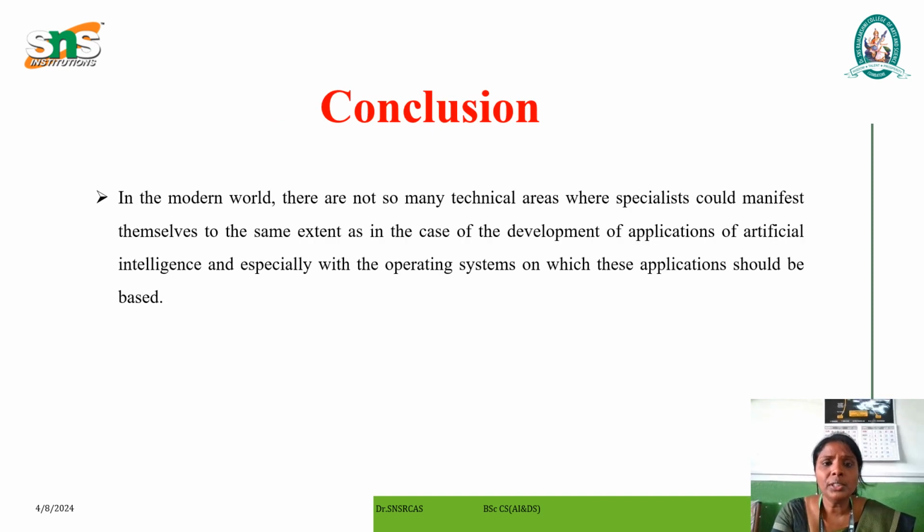So the conclusion: in the modern world, there are not so many technical areas where specialists could manifest themselves to the same extent as in the development of applications of artificial intelligence, and especially the operating system on which these applications should be based. This short overview shows that at present there are particularly no prerequisites for monopolization of the sphere by even industry leaders such as Microsoft, IBM, Google, and others.